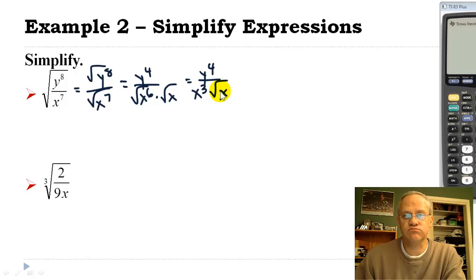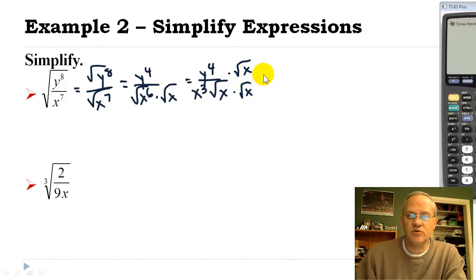What's the problem now? We have a square root in the denominator, okay? So we've got to get rid of this. This is the first type that I said where it's just a square root of x. So what do I multiply by? The same exact thing, so I'm going to multiply by the square root of x. I also have to do it on the top. So what this leaves me with then is, on the top, y to the 4th, square root of x.